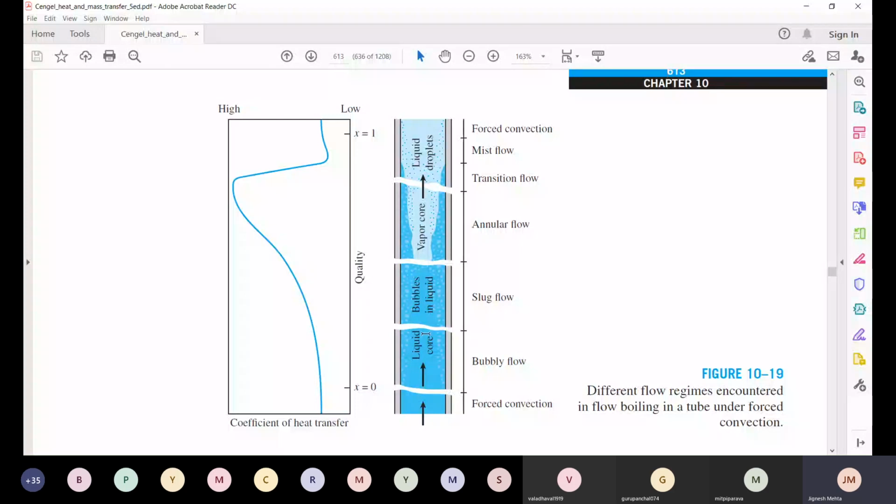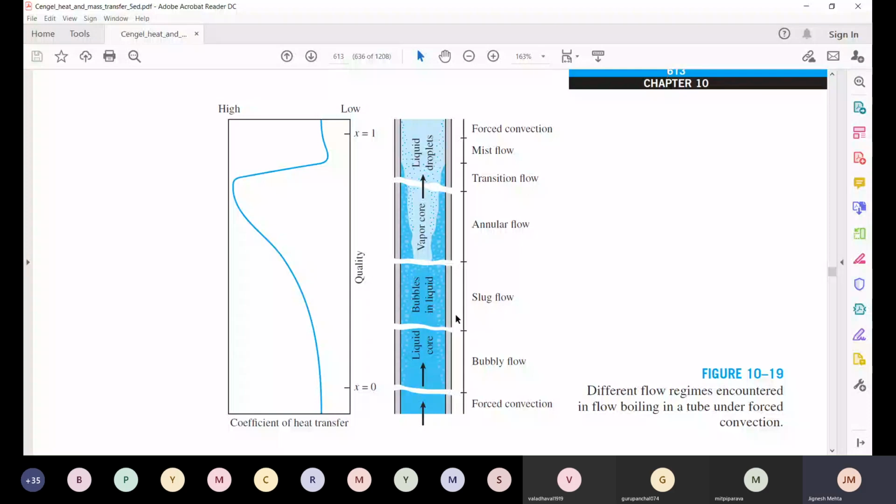Now, beyond that, what you find is that there are more bubbles and they are also able to merge together. So you see bigger size bubbles. The bubbles' size is big enough, kind of a slug. So it is called slug flow.